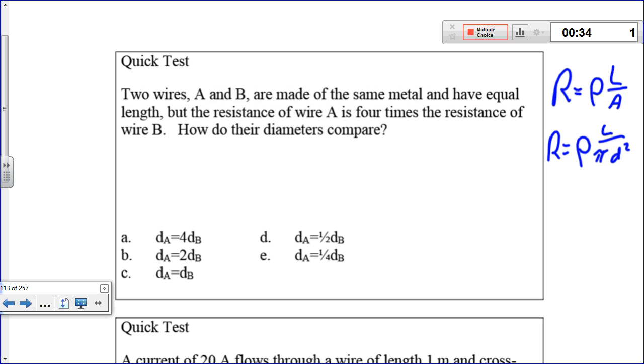Right, so how do these diameters compare? Whenever I encounter these, I always think about which wire is smaller. I know that resistor A has the bigger resistance. So then how do their diameters compare? Will resistor A be bigger or smaller than resistor B? I know that resistor A has 4 times the resistance of B. So is it a bigger or smaller wire? And then if it's bigger or smaller, by what amount?